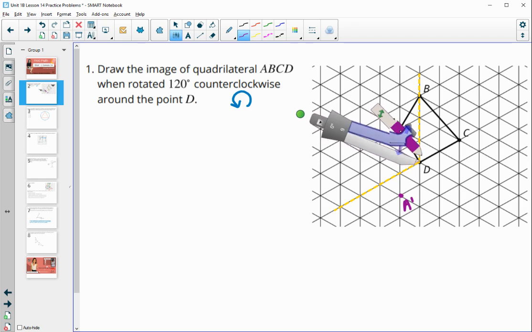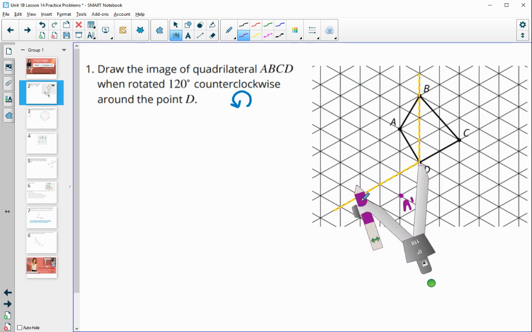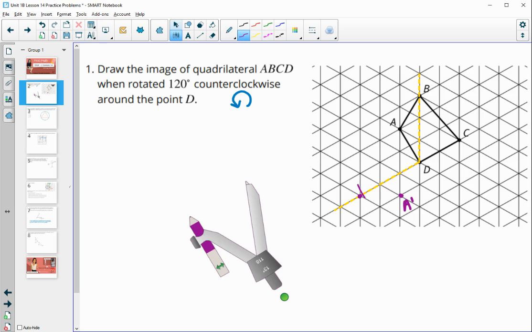So you could set your compass, you could open it to point B. You could also use tracing paper for this. It's just harder on the screen. So now you could just rotate this down to figure out where B would go. So B is going to be right here. And that just kind of sets your length so that you know that it's the same distance. So then this would be where B prime is going. And then we would continue doing that.